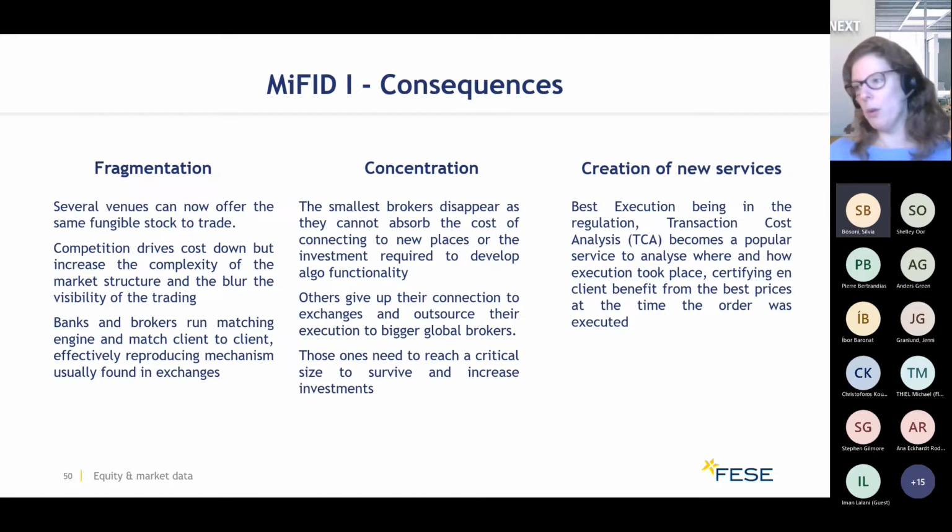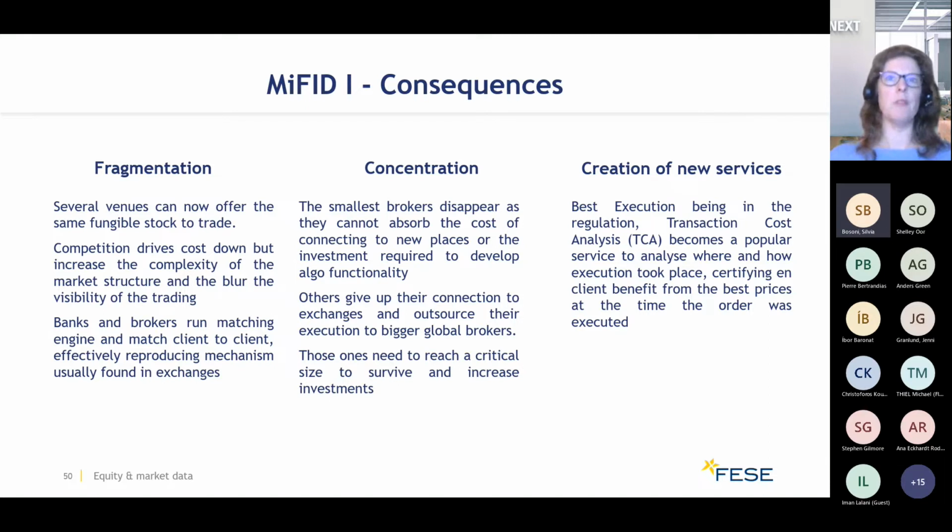So if you want to invest in a company and you want to buy a share in whatever company you want to call Total, it doesn't matter whether you purchase it on an MTF or on the exchange where the company originally listed, it is still the same product. So that happened, a lot of competition.